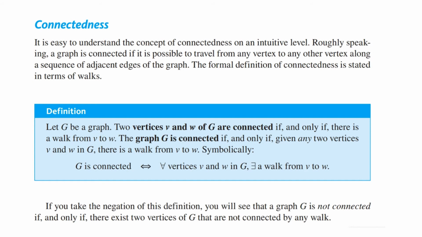We also have a formal definition. If G is a graph, two vertices V and W of G are connected if and only if there is a walk from V to W. The graph G is connected if and only if, given any two vertices V and W, there is a walk from V to W. Symbolically, G is connected if and only if for every vertices V and W in G, there exists a walk from V to W. If you take the negation of this, you will see that a graph is not connected if and only if there exist two vertices that are not connected by any walk.